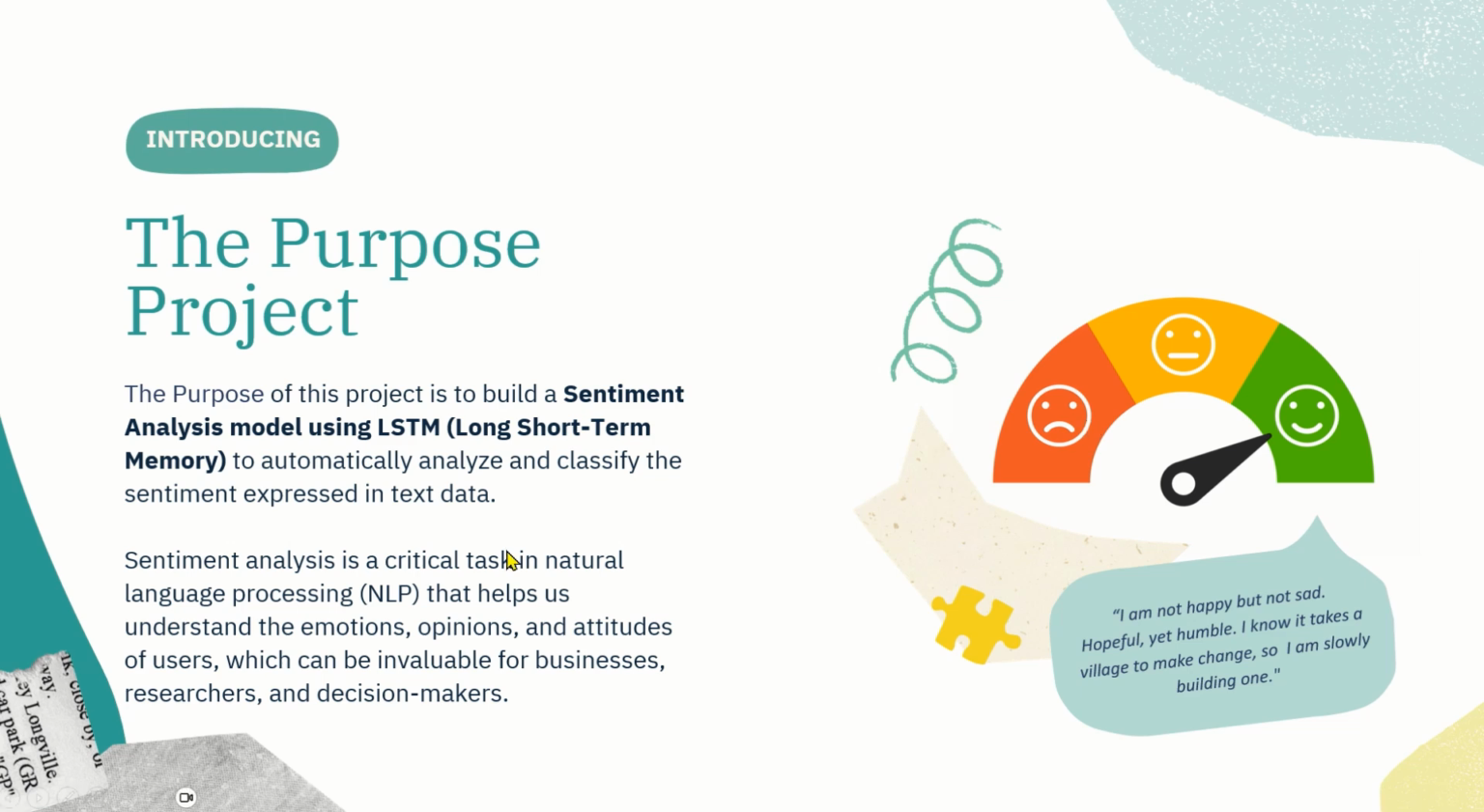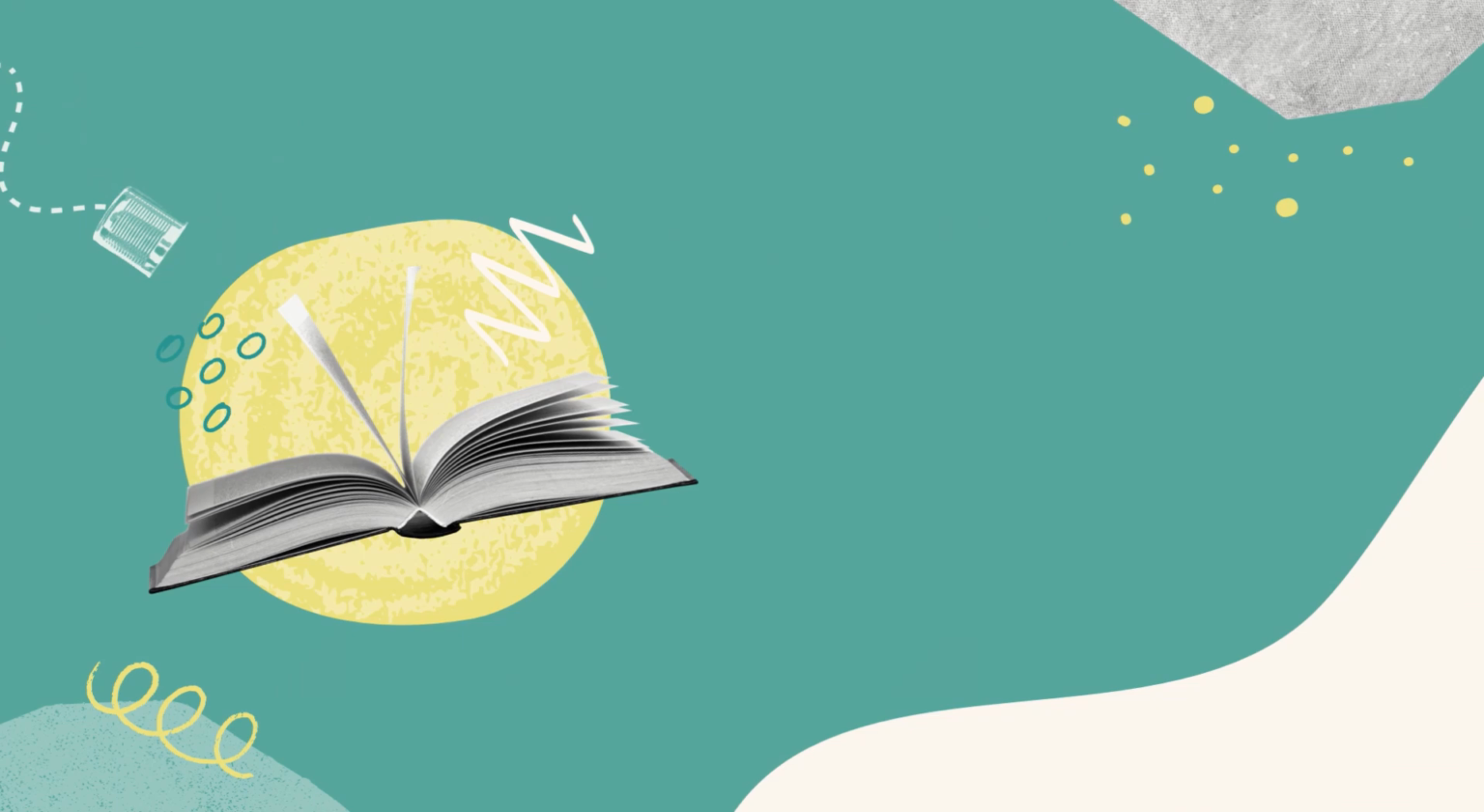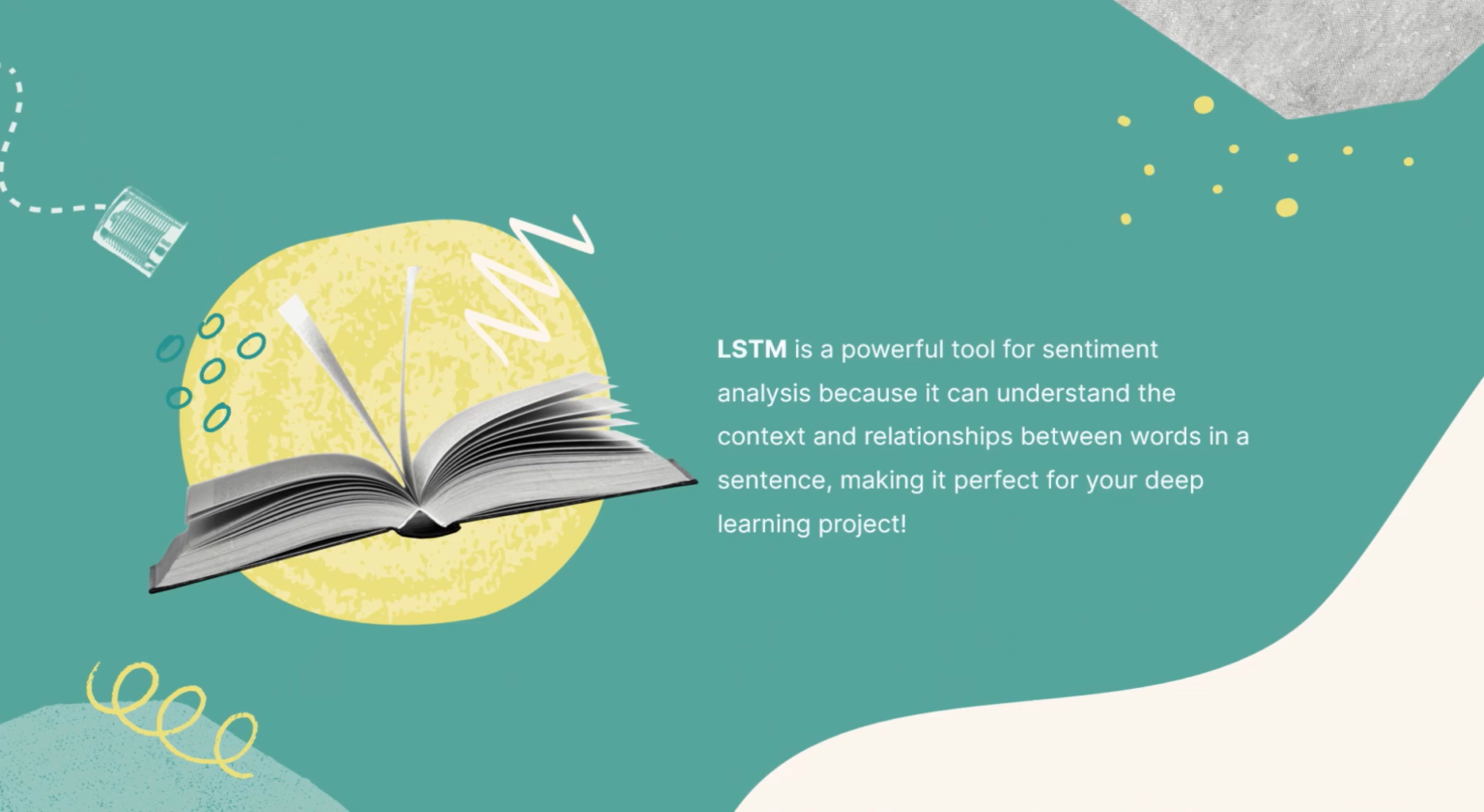You got it? So basically, sentiment analysis is a critical task in natural language processing, NLP, that helps us understand the emotions, opinions, and attitudes of users, which can be invaluable for businesses, researchers, and decision makers. LSTM is a very powerful tool for sentiment analysis because it can understand the context and relationships between words in a sentence, making it perfect for your deep learning project.